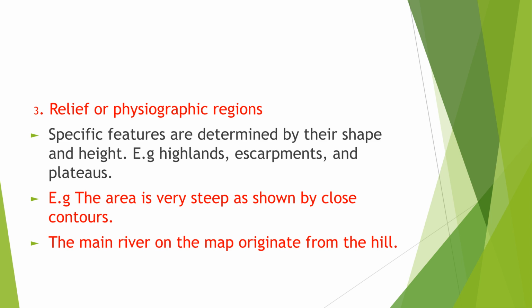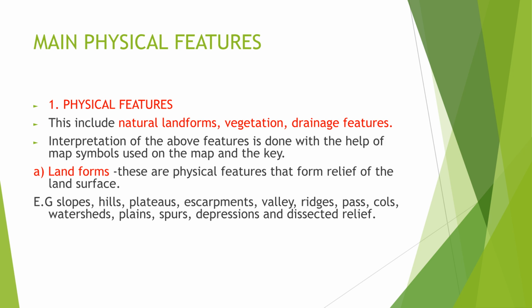Specific features are identified by their shape and height, such as highlands or escarpments. For example, a steep area is shown by close contours, or a main river might originate from a hill. Main physical features include natural landforms, vegetation, and drainage features. Interpretation relies on map symbols and the key. Landforms include slopes, hills, plateaus, and valleys, forming the relief of the land surface.